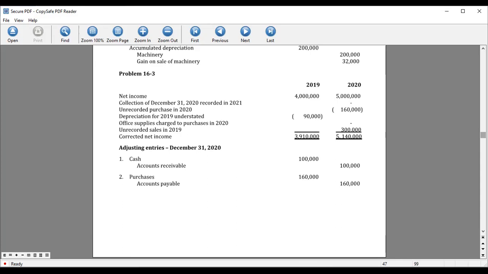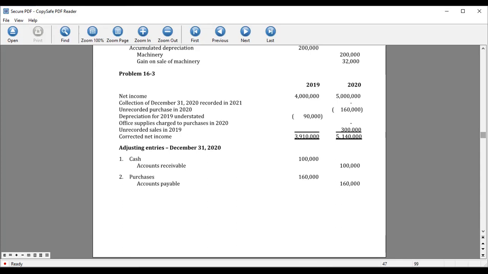That's why you have your unrecorded sales in the amount of 300,000, and that will be added back to your net income. So we have only two adjusting entries on December 31, 2020. One is to debit cash, credit accounts payable. The other one is to debit purchases and to credit accounts payable.